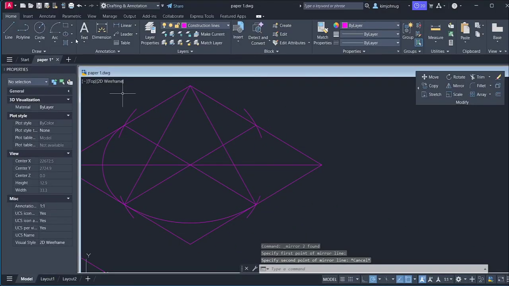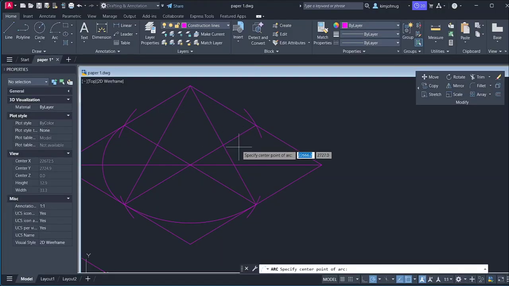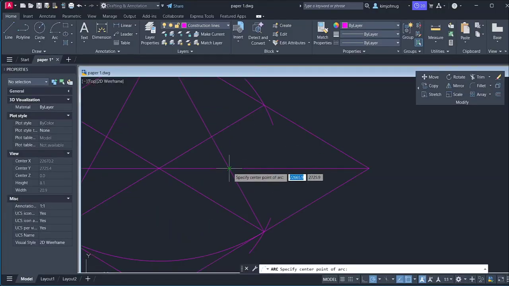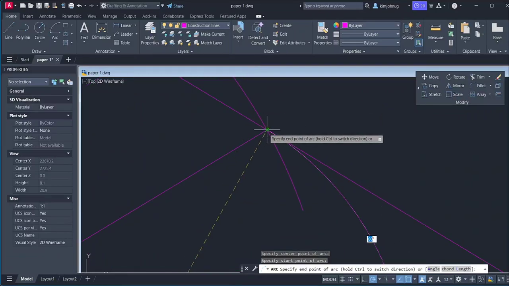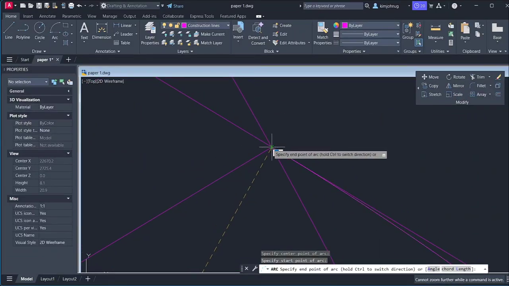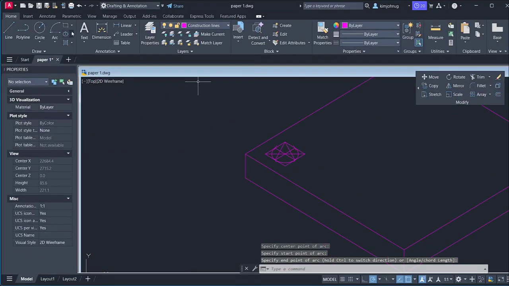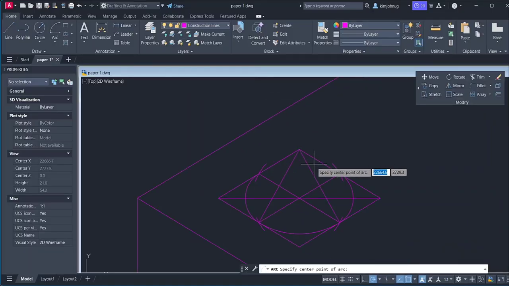Here is the reference. Let me just draw them. So specify the center. I want to show you something here. That's why I remove that. Center. Start. End. Do the same thing for the last part.